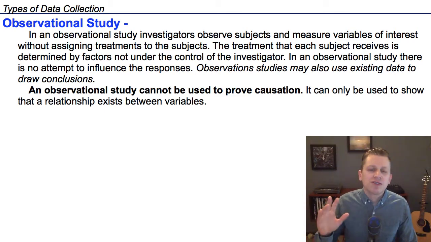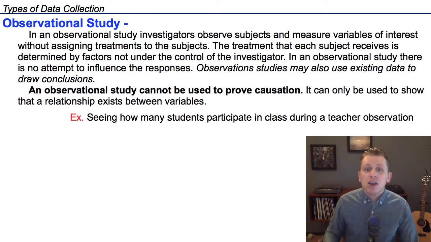We can only show that there's a relationship that exists between variables, but we can't say that one variable causes another one. Let's give a couple of examples of what an observational study could look like. One could be an observational study that occurs in a classroom. All the time, if you're a teacher, you get observed by principals, assistant principals, and superintendents.